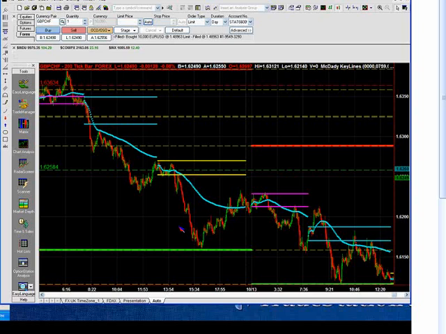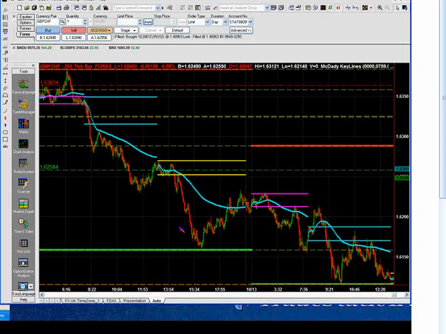Now look at this, guys. See this here where I have the cursor? That move to the upside is a steep move. You can see that it is close to perpendicular to the upside. That is your first sign of momentum. That is your signal that now you're getting into a trend.